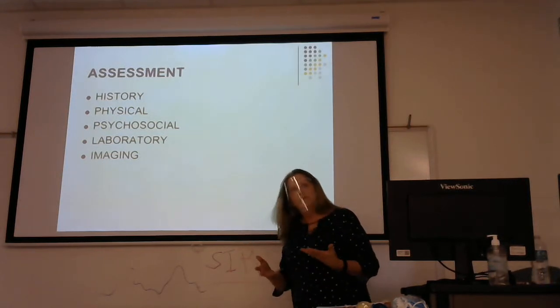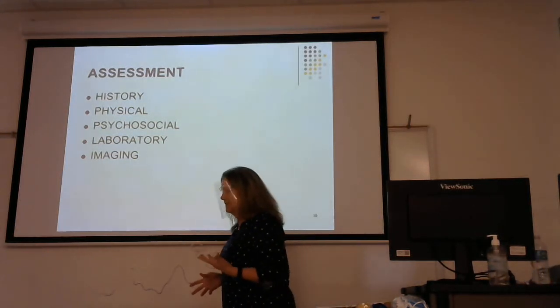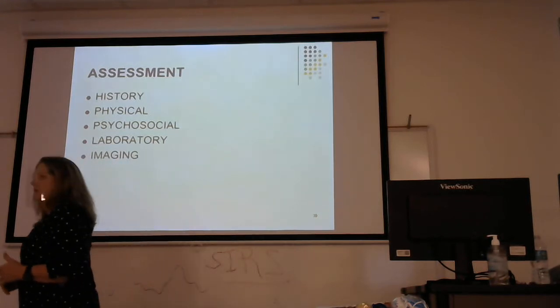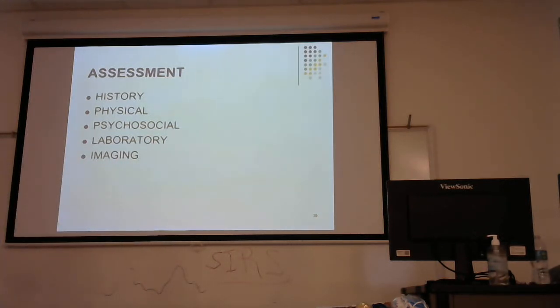Assessment-wise, look at their history. We've been over all of these things that we use to determine if they are at a higher risk of renal failure. Do they have diabetes? Do they have a lot of stones that would affect them? Post-renal, are they at risk for acute kidney injury that can lead to chronic? But look at their history, do a physical, psychosocial, labs, imaging.